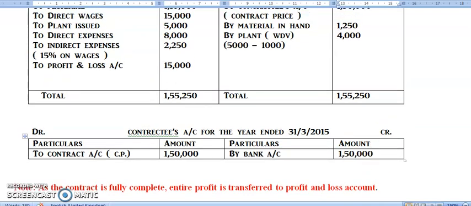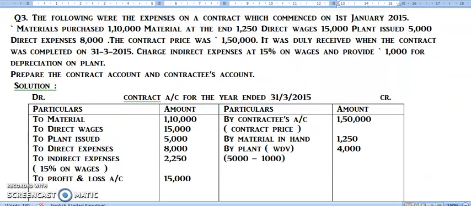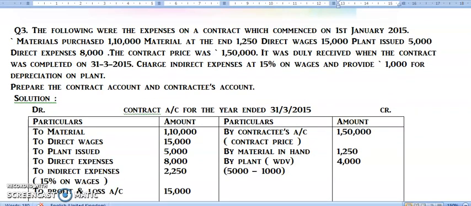I hope everyone is understanding the question because the question ka length is very small. In the next video, we are going to solve one more question based on contract costing.